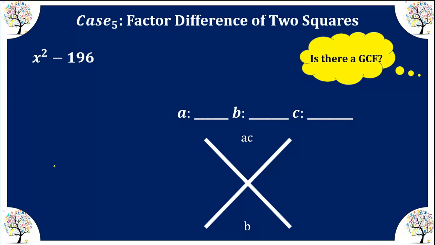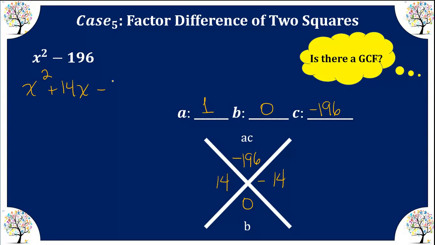Let's do one more, and then I'll show you the shortcut. I have no linear term. I have two perfect squares separated by subtraction. This is called the difference of two squares. A is 1, our b value is 0, we have no linear term, and our c value is negative 196. Now this is very helpful when you have learned your perfect squares, so you should always have memorized your perfect squares. 1 times 196, negative 196, and then we have 0. So I know that 196 is a perfect square, 14 and 14, and we need 1 to be negative. And we're going to rewrite our polynomial with 14x and minus 14x.